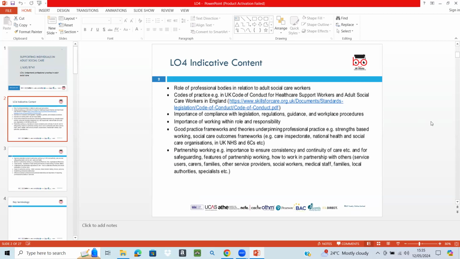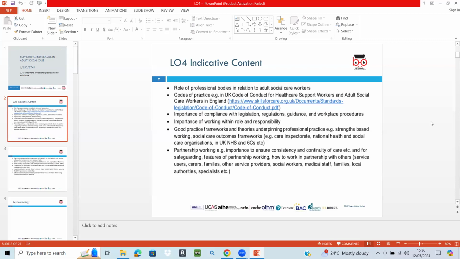In this one, we discuss the indicative content, and we have a number of bullet points which we will discuss in this learning outcome. The first one is the role of professional bodies in relation to other social care workers. For example, we will discuss professional bodies like the NHS, or safeguarding boards. We have discussed everything in detail in our previous lectures as well.